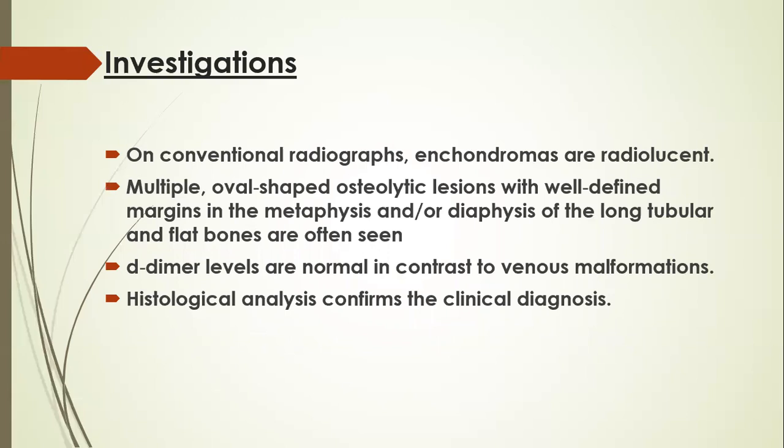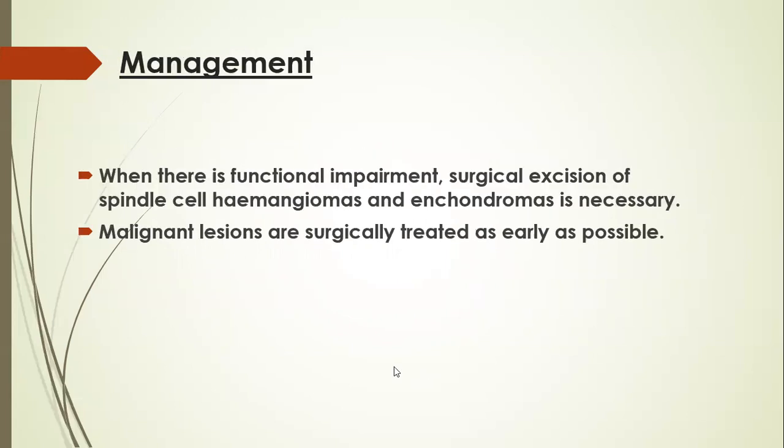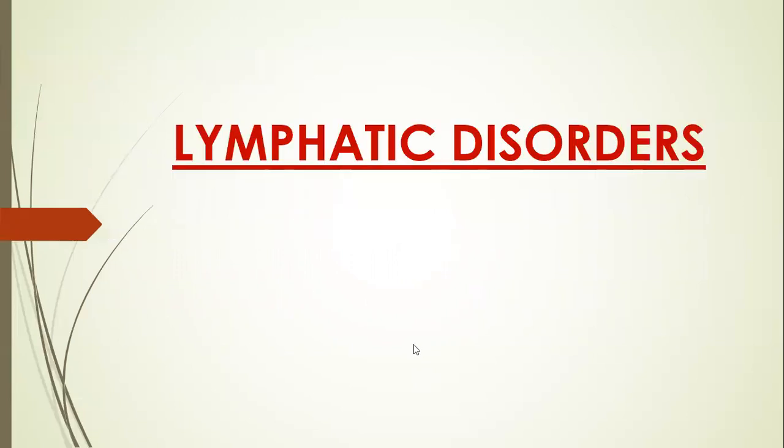Investigations. On conventional radiographs, enchondromas are radiolucent. There are multiple oval-shaped osteolytic lesions with well-defined margins at the metaphysis or diaphysis of long tubular or flat bones. The D-dimer levels are normal, in contrast to the vascular malformation. Histological analysis confirms the diagnosis. When there is functional impairment, surgical excision of spindle cell hemangiomas and enchondromas is necessary. Malignant lesions should be treated surgically whenever possible.